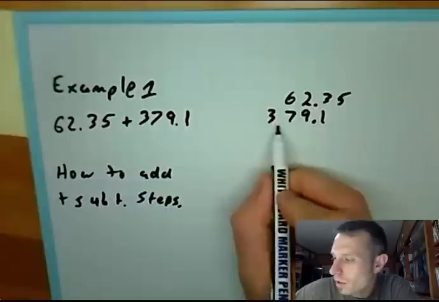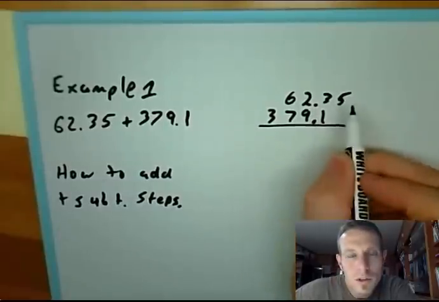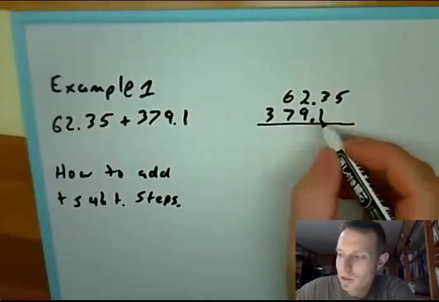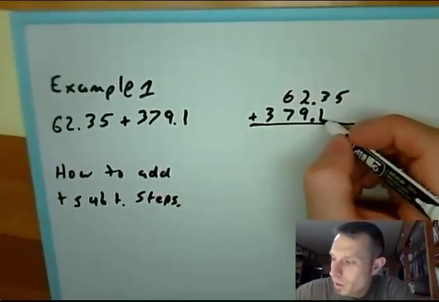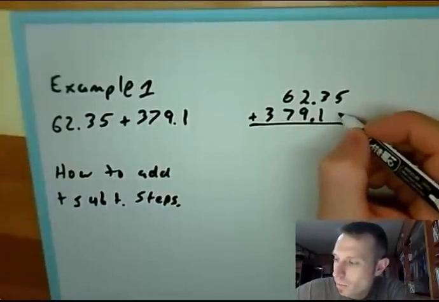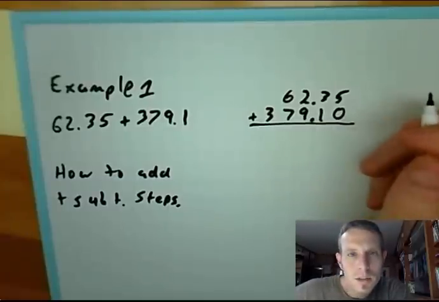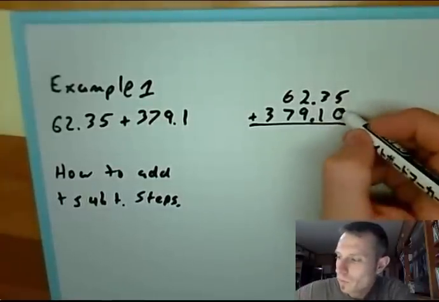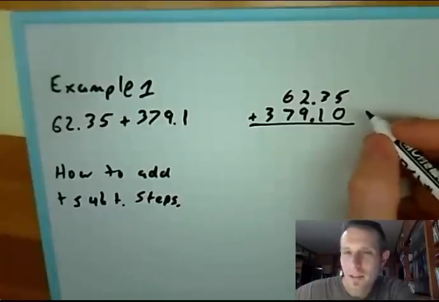But when you're working with decimals, since the 62.35 went all the way to the hundredths place and the 379.1 went to the tenths place, we need to make sure that we do line up those decimals. And we didn't have anything in the hundredths place here, so we're just going to go ahead and put in a 0. And that would be step 2. So step 1 would be line up the decimals. Step 2 would be fill in the missing zeros if you need to. I'm going to put a 0 there. It'll be the same steps for subtraction as well when we get to that in just a second.